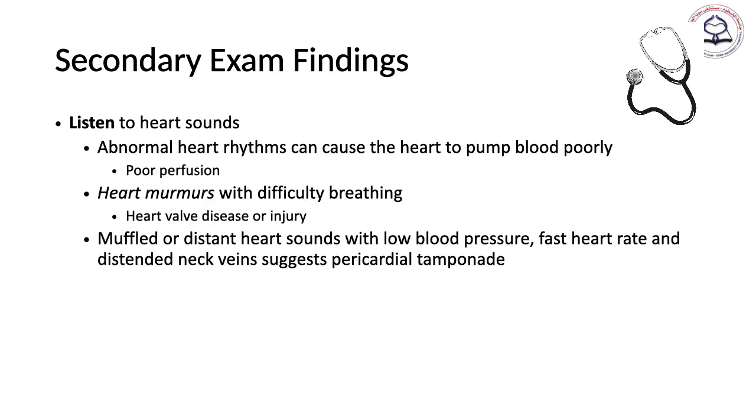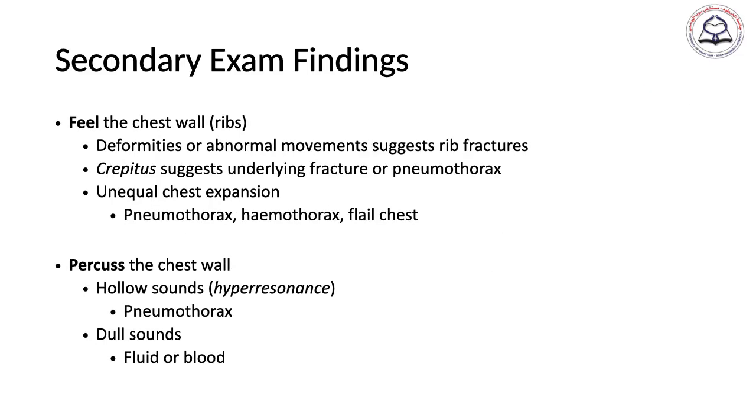Listen to the heart sounds. Abnormal heart rhythm can cause the heart to pump blood poorly, leading to poor perfusion. Presence of murmur and difficulty in breathing could signify valvular disease. Muffled and distant heart sounds with low blood pressure, fast heart rate, and distended neck veins can suggest pericardial tamponade. Then you feel the chest: deformity or abnormal movement suggests rib fracture.